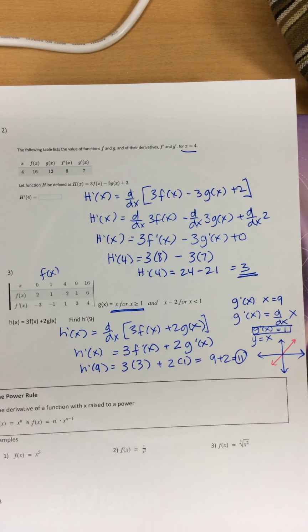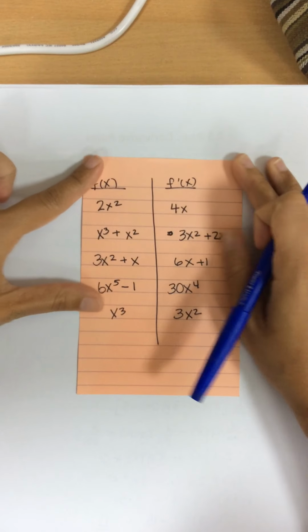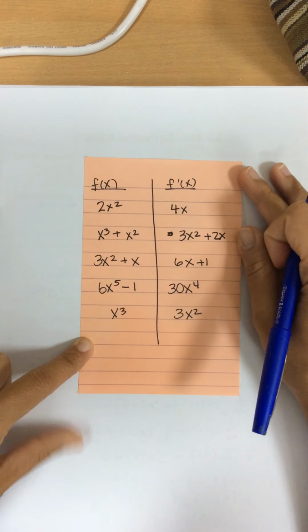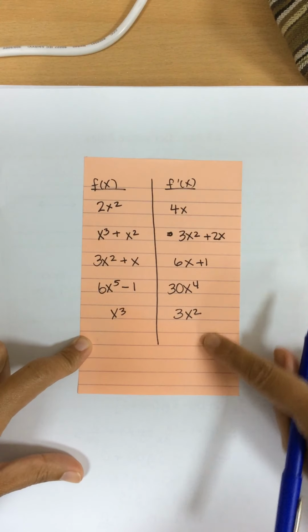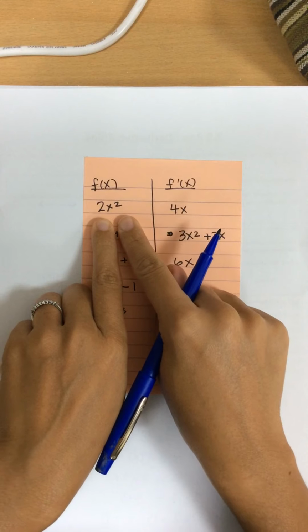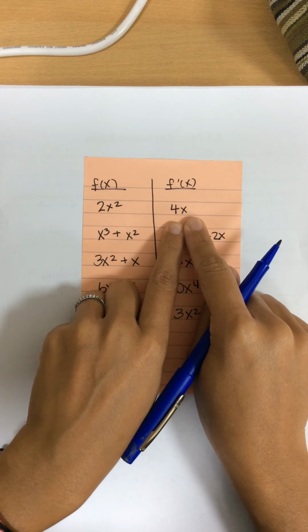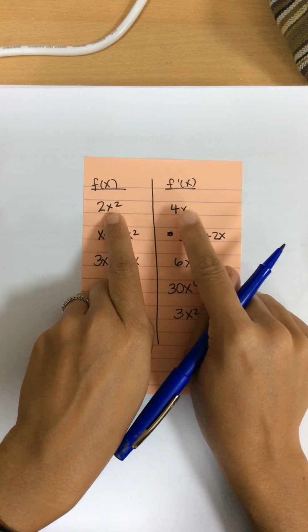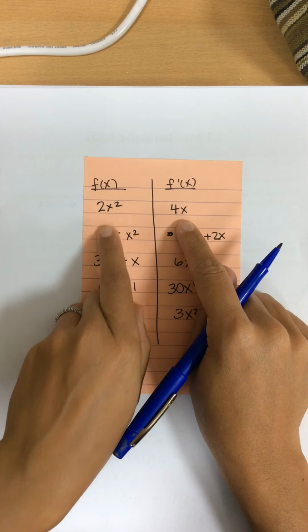All right, the next thing we're going to talk about is the power rule. Before I give you the power rule, I want you to look at this table. So here are some functions, we'll call them f of x, and here are their derivatives, f prime of x. See if you notice a pattern before I give you the rule. So if the original function is 2x squared, the derivative is 4x. What happened from here to here?